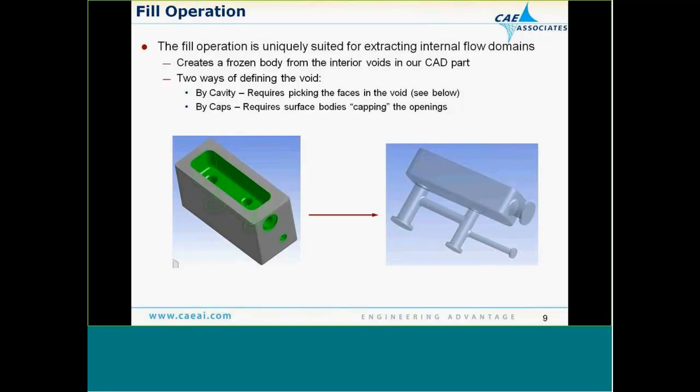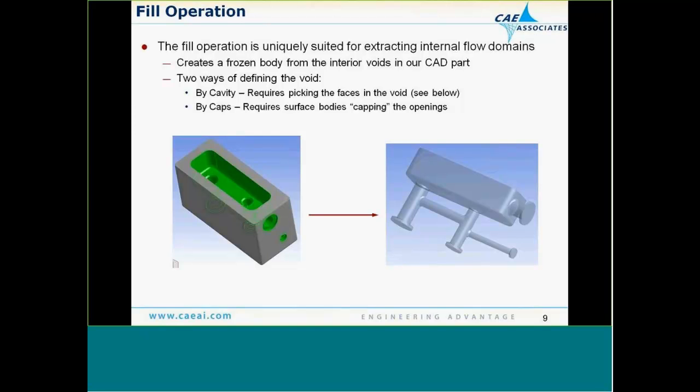Now, the first we're going to use for internal flow domains, and that's the fill operation. What the fill operation does is create a frozen body from the internal void in your CAD part. And we have two ways of defining this, so a little bit of flexibility. The first is what we call bicavity, and this requires picking all of the faces that define the internal void. So if we look at the picture below, we have a manifold here where there's maybe 40 faces on the inside, and we pick all of those, and once we generate the operation, on the right you can see the resulting flow domain that captures those internal voids.